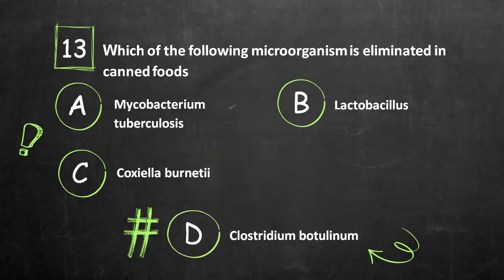Clostridium botulinum causes botulism. It produces a very potent lethal toxin. It is the most powerful toxin. So in the case of canned foods, Clostridium botulinum is eliminated because canned food is a source of this infection. So it is very important to eliminate this bacterium from canned foods.